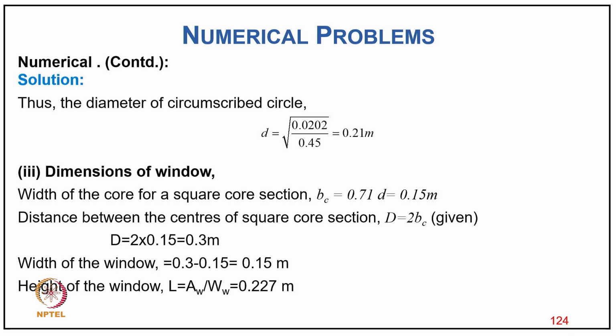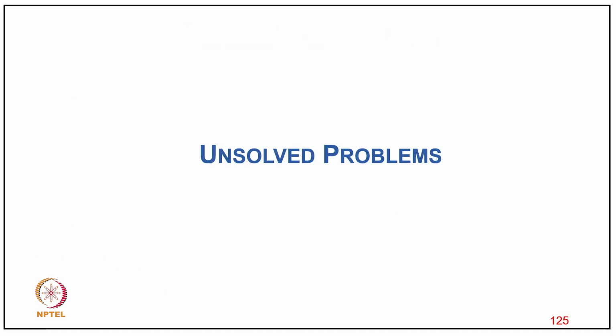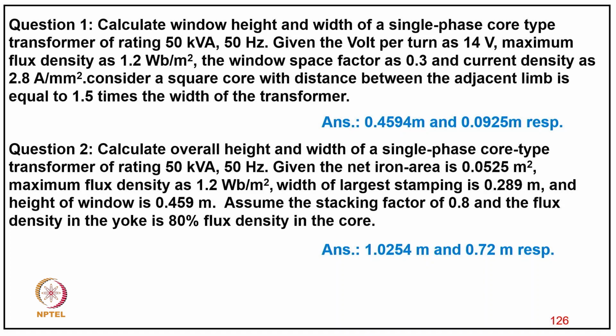For the dimension of the window, the width of the core of a square section BC equal to 0.71 d, that is 0.15 meter, and the distance between the centers of the square sections D equal to 2 times b. So D equal to, putting the value, 2 into 0.15, that is 0.3 meter. The width of the window is capital D minus small d, 0.3 minus 0.15, that is 0.15 meter, and the height of the window L equal to AW upon WW, that is 0.227 meter.